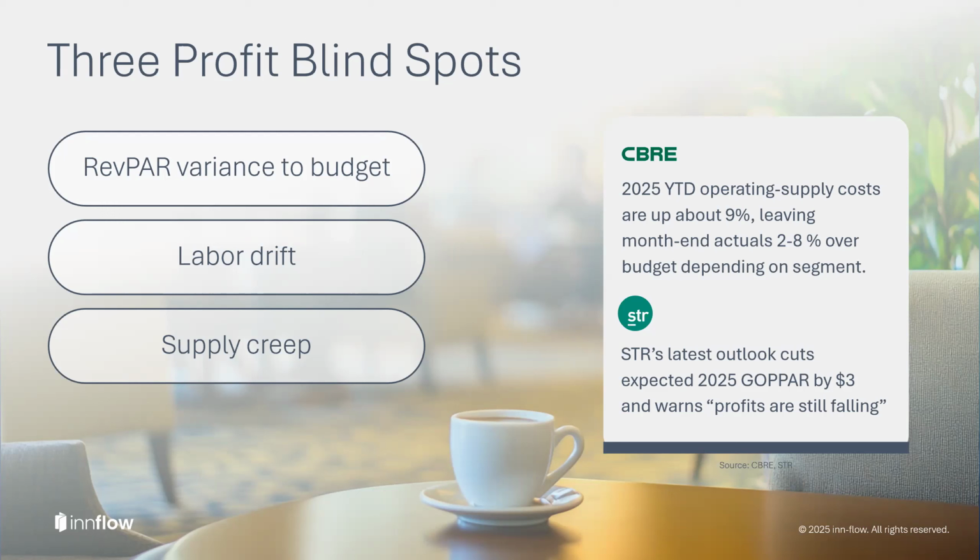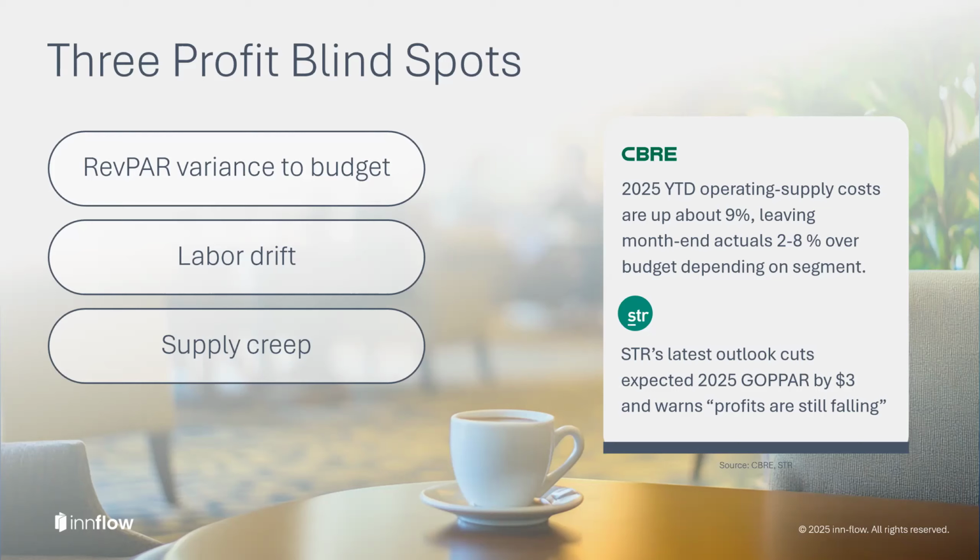And lastly, supply creep. Steady overspend on recurring consumables, things like your hotel toiletries, linen, coffee, paper goods. These costs edge upward through small daily variances that accumulate across departments and properties until your P&L reveals an unexpected overage. But we have to ask ourselves, why are these gaps discovered so late?